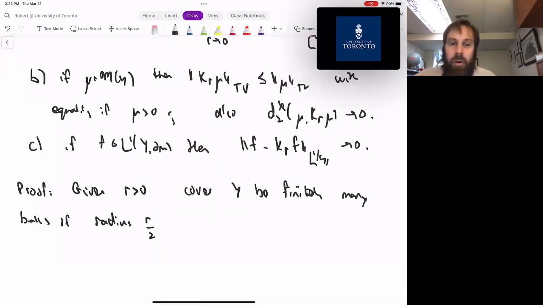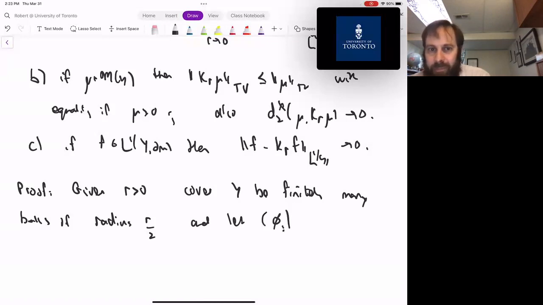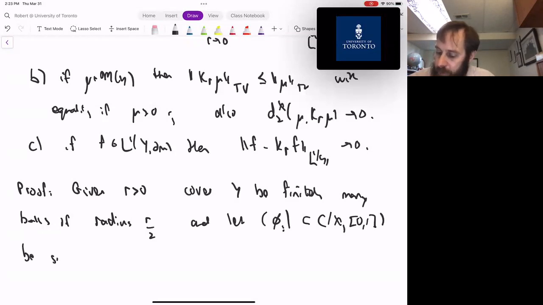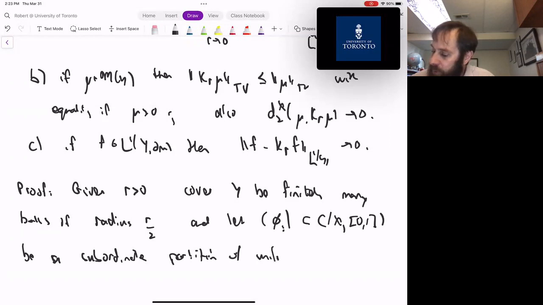And then what we need to know is that there's a partition of unity, which follows from the T1, T2, T3, and T4 axioms of topology. For compact spaces, we have T4. So let phi i, these should be continuous functions taking x into 0, 1, be a subordinate partition of unity. That's how we're going to localize.